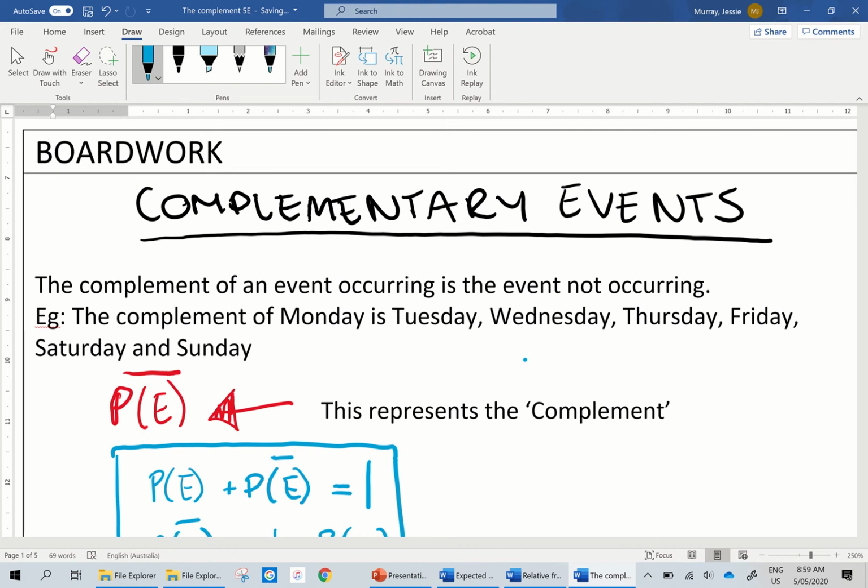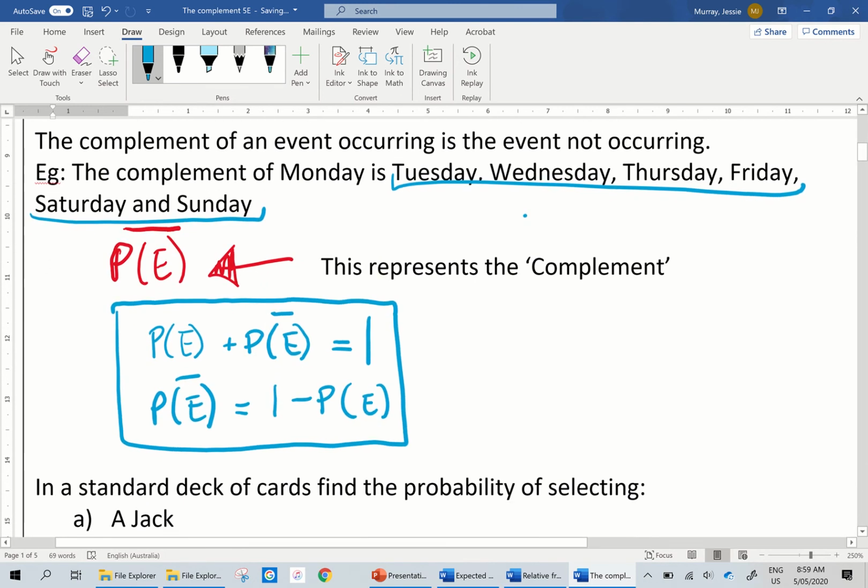Okay, so I've written here an example. The complement of Monday is everything else. So we can use it in words as well. The complement of Monday is every other day of the week. The complement of a hearts in a deck of cards would be diamonds, clubs, and spades. So it's everything else.